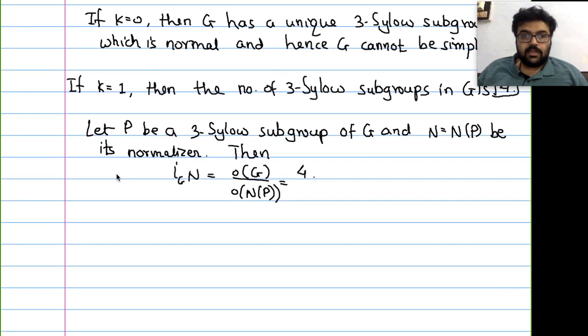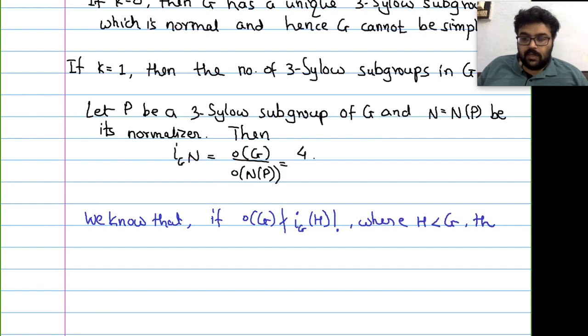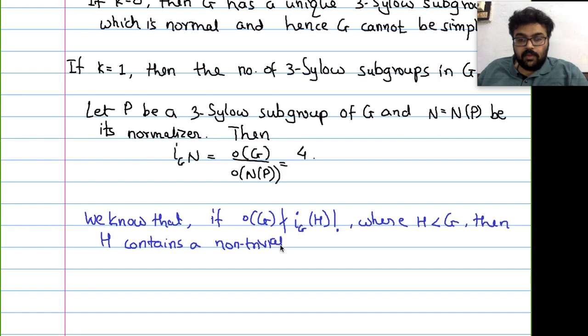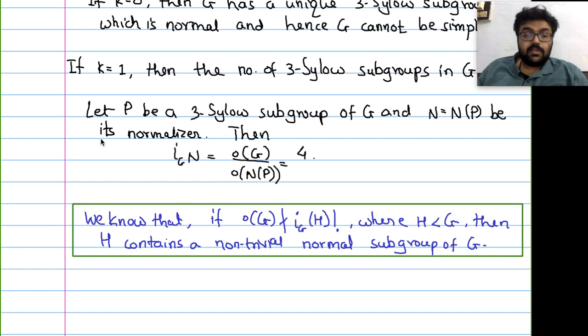And we know this result, if you recall: if the order of G does not divide the index of H factorial, where H is a subgroup of G, then H contains a non-trivial normal subgroup of G. After Cayley's theorem, we have seen this. I hope you recall this. This is the result which we are using.